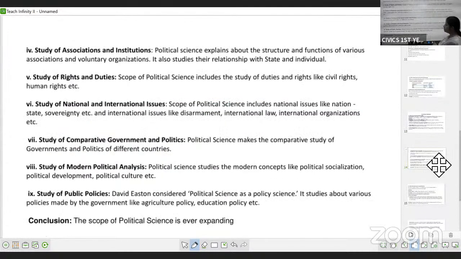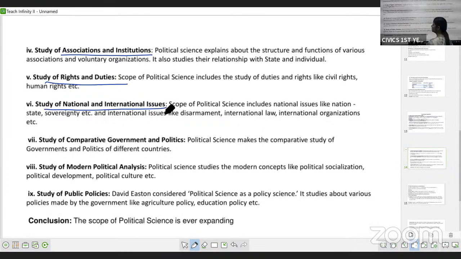Then it is the study of associations and institutions. Political science is the study of rights and duties. Political science is the study of national and international issues. It is the study of comparative politics, or you can write comparative government also. In political science, we see how politics is analyzed, so it is the study of modern political analysis, and it is the study of public policies, how policies are made by the government. First, you should know the side headings.